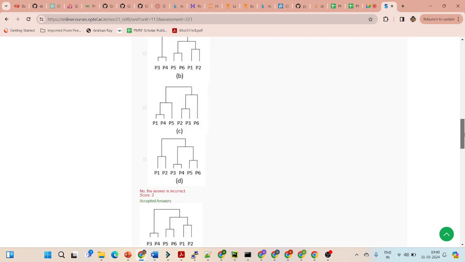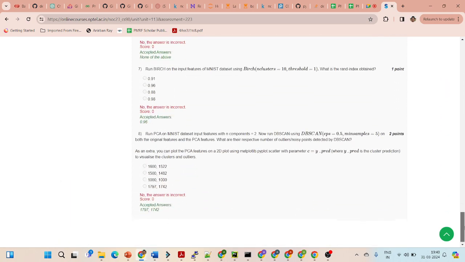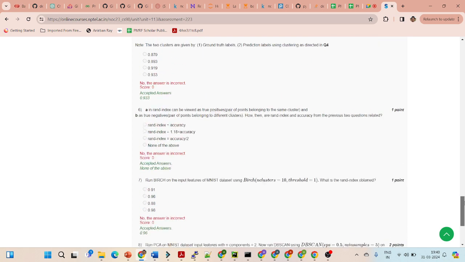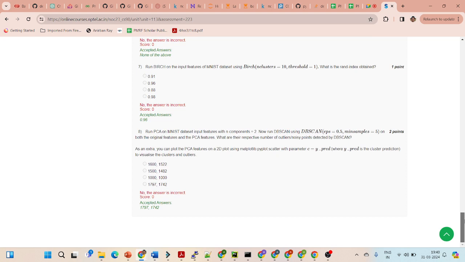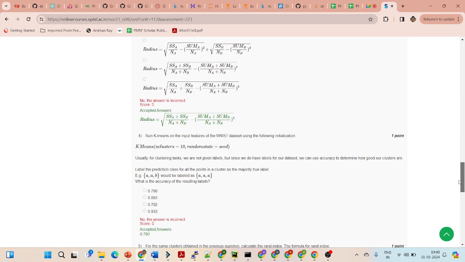There are questions like this actually. Run BIRCH on the input features of the dataset using this. So you have to run the algorithm actually. You have to code it out. Like that only. I haven't got time to do that actually.